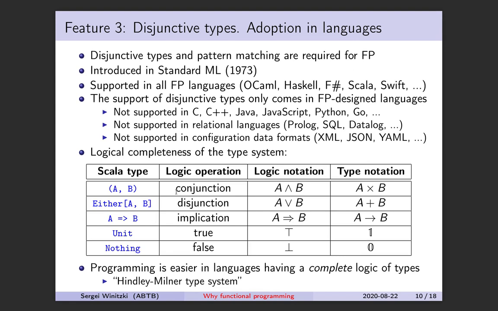So a type system that has all of these 5 constructions is called a Hindley-Milner type system. Oh yeah, and type parameters, of course, need to be there as well. And so functional programming languages, OCaml, Haskell, F#, Scala, Swift, Rust, and so on, they support all these constructions. And so they have a complete logic of types.